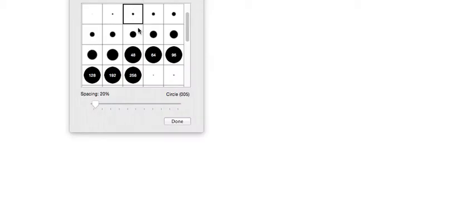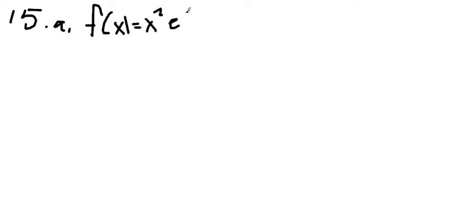Fantastic. So I guess I'll break this up into three videos. It probably makes sense, because each of these is a fair amount of work. So first we're going to look at 15a, which is x squared e to the x. F of x equal to x squared e to the x.